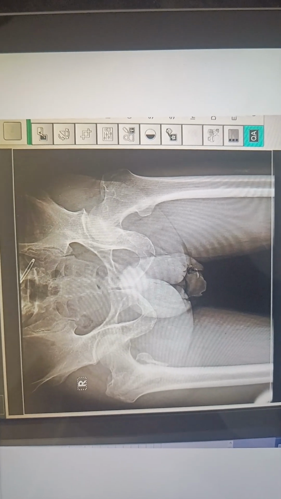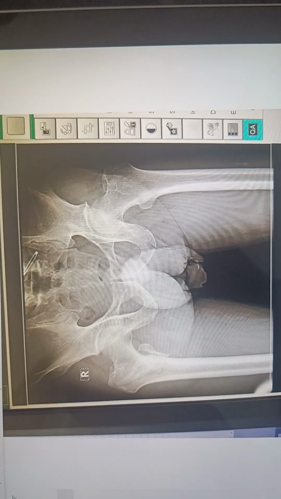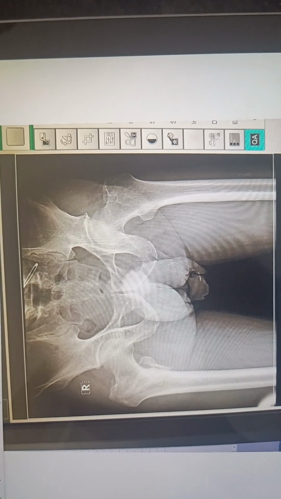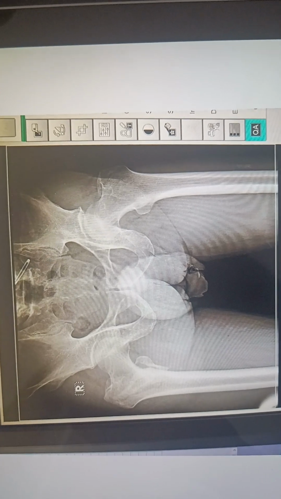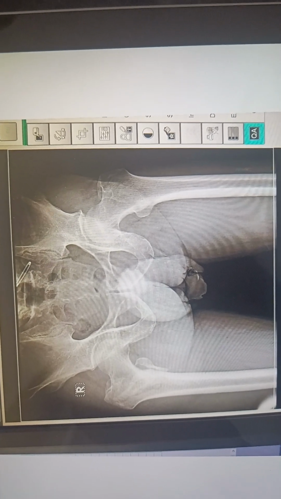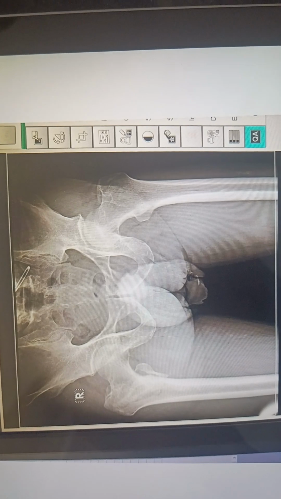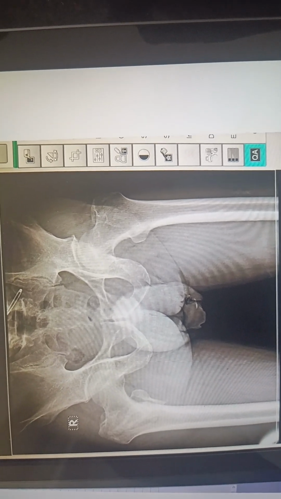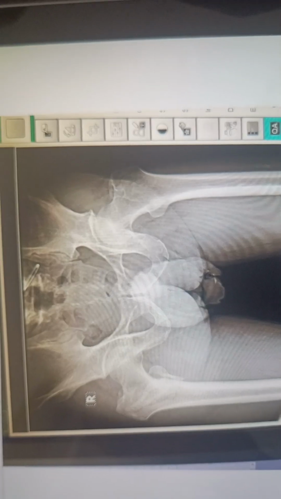Hello everyone. Today we had an interesting case which came to OP with complaints of pain in right hip region. Patient had alleged history of slip and fall from stairs yesterday at around 9:30 p.m. Since then, patient complained of pain in right hip region. So we have shifted the patient to radiology and we have carried out X-rays.